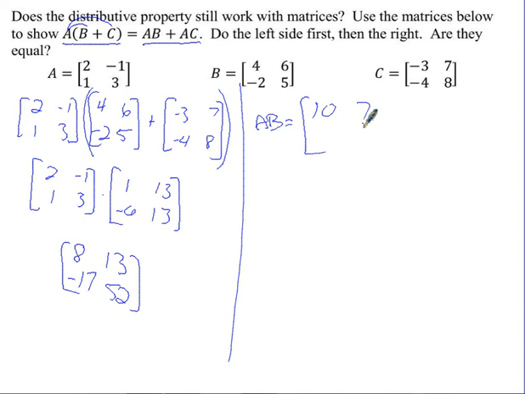Second row, first column, which is negative 2. And second row, second column, 21. All right, so that's AB. Now we need AC. Once we get that, we'll add them together. So AC equals another 2 by 2.